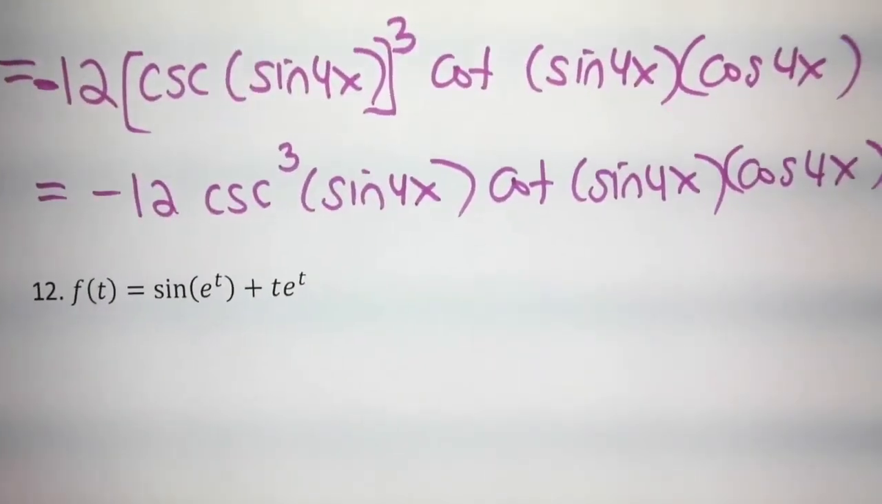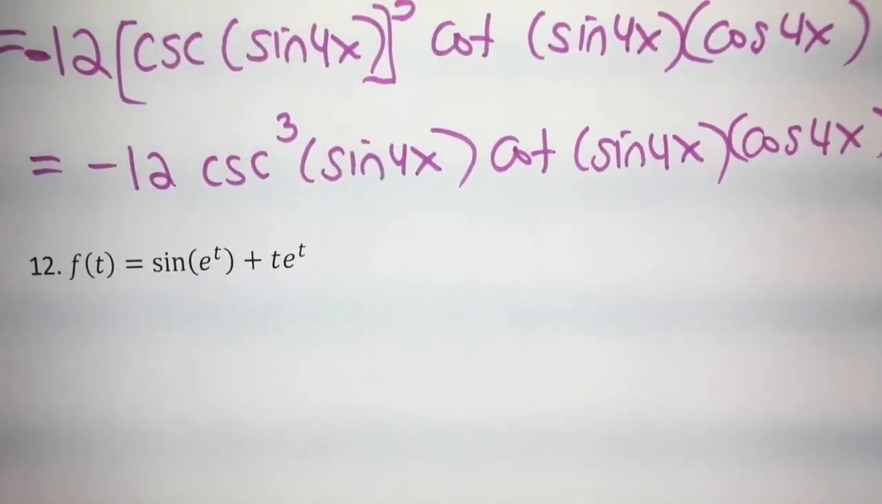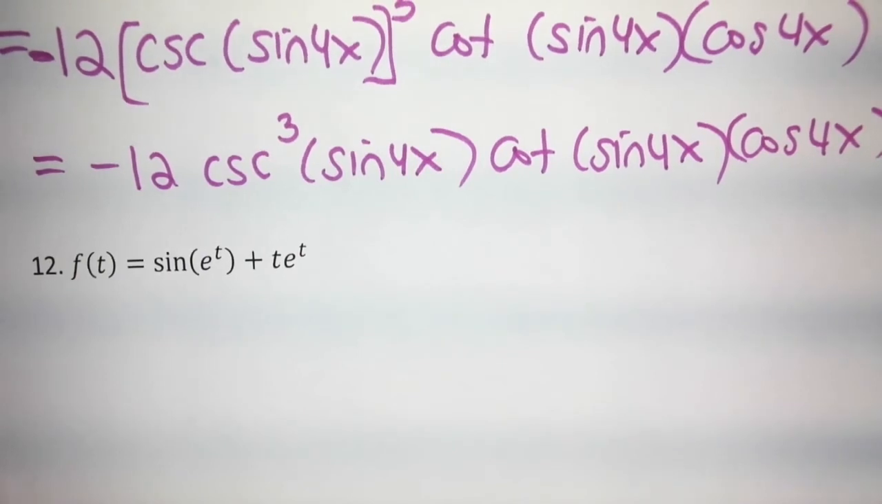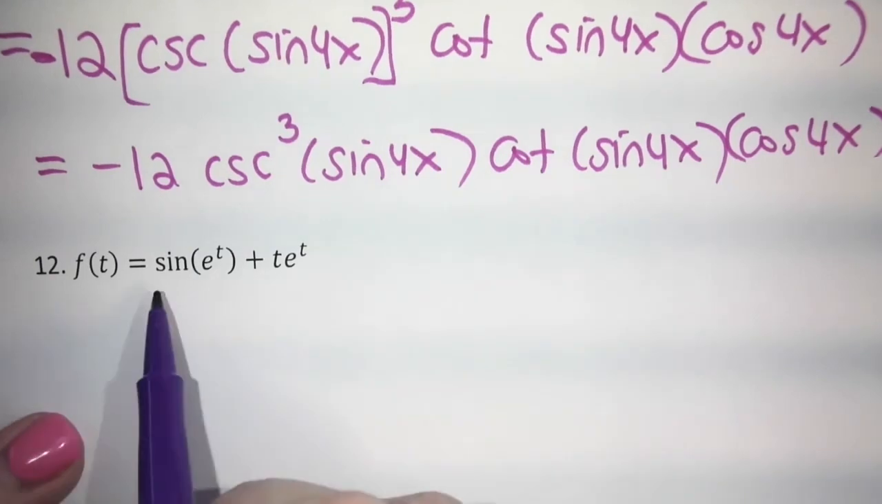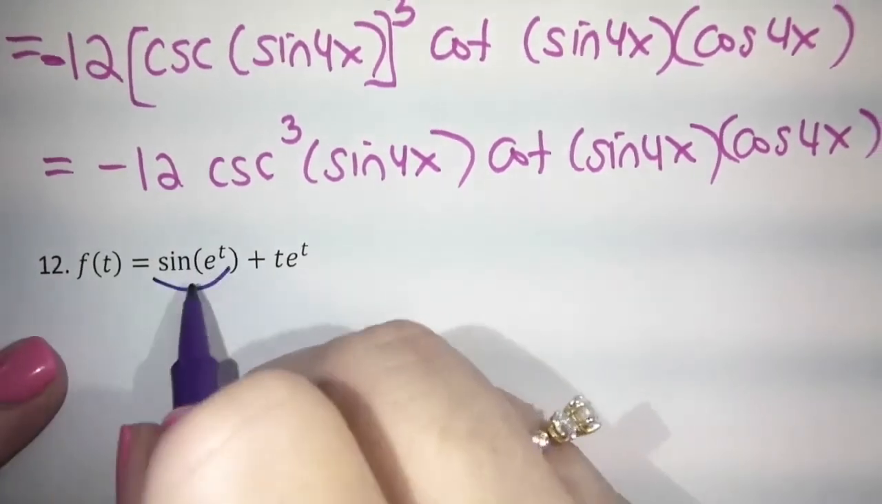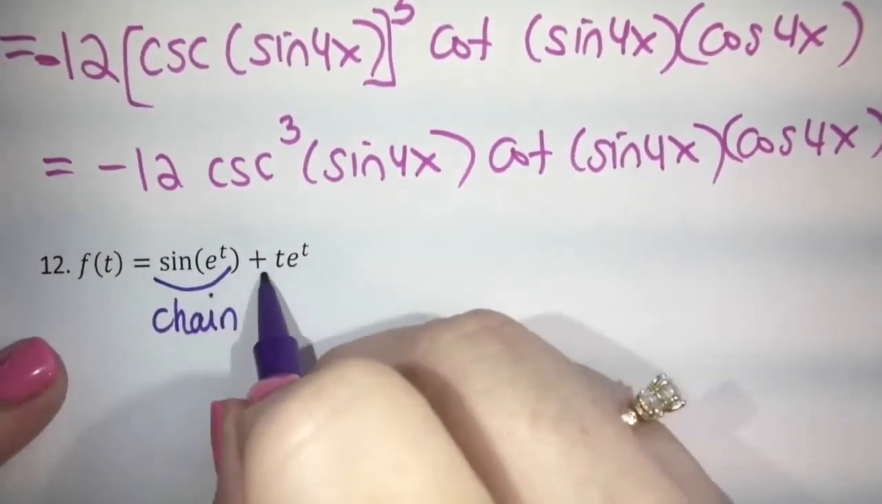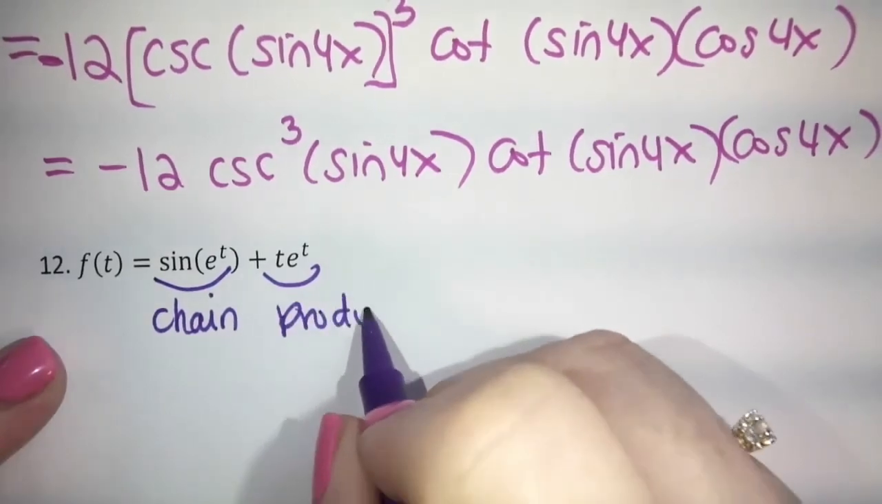Okay, try the last one, hit pause, and see if you can get your derivative here. So we've got sine of e to the t plus t e to the t. So this involves a chain rule right here, and this is a product rule.